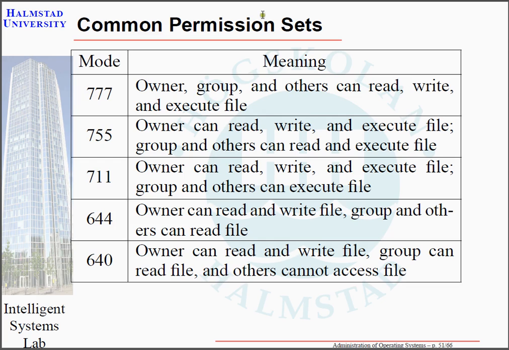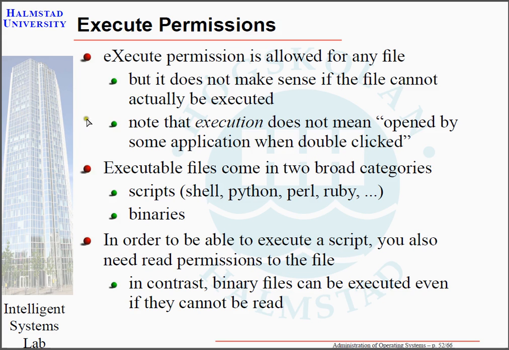So there are some common permission sets. You can specify whatever combination of permissions you want, but it typically doesn't make sense, for example, for the owner of the file to have less permissions than everybody else. So here are some permission sets which are more common than others. It's also important about execute permission that you can specify it for any file, but it only makes sense if the file is actually executable. And that does not mean opened by some application where double-clicked. It means it actually contains instructions for the computer to perform.